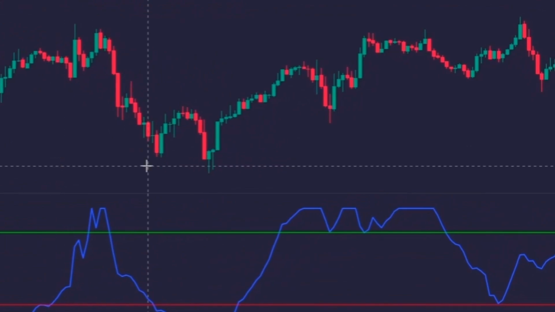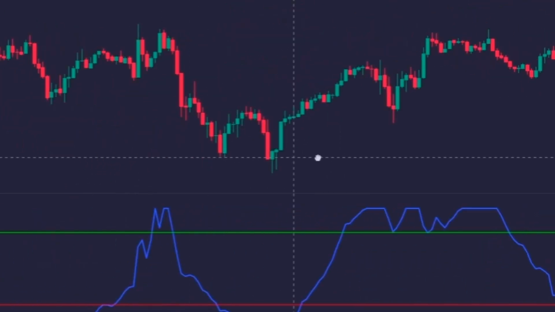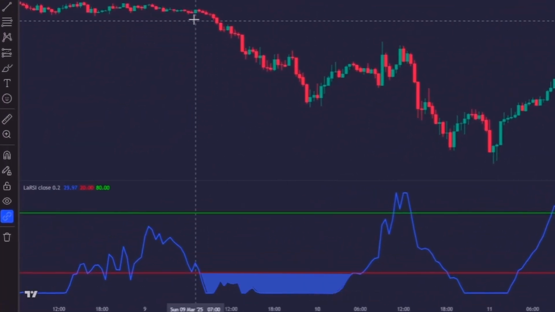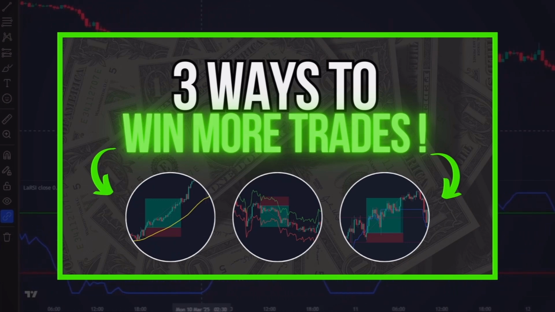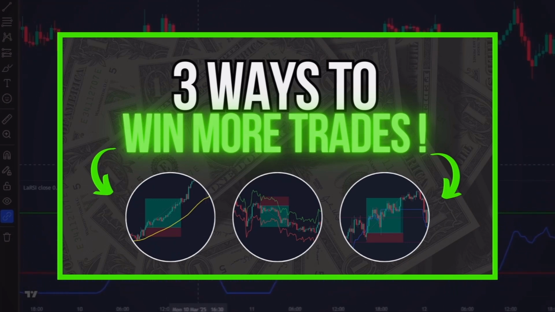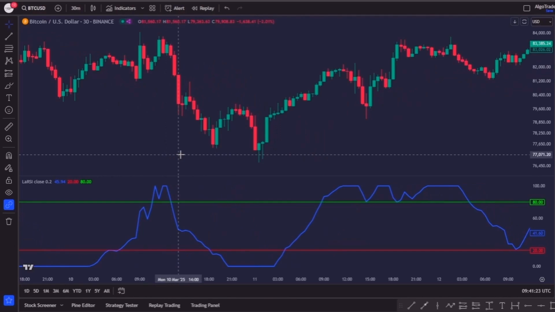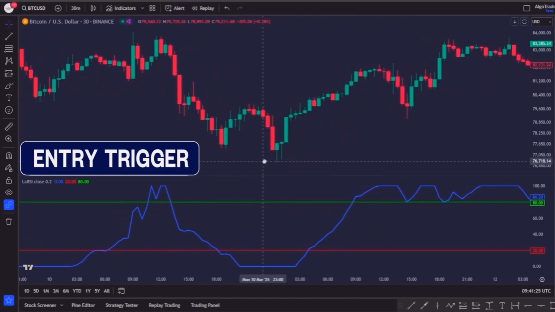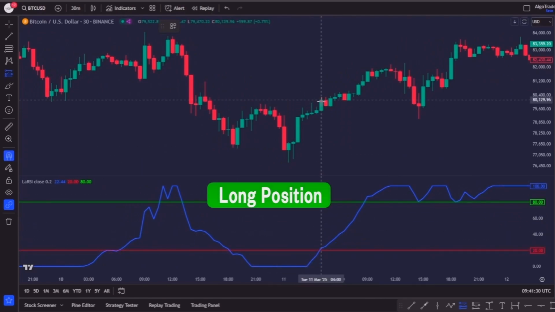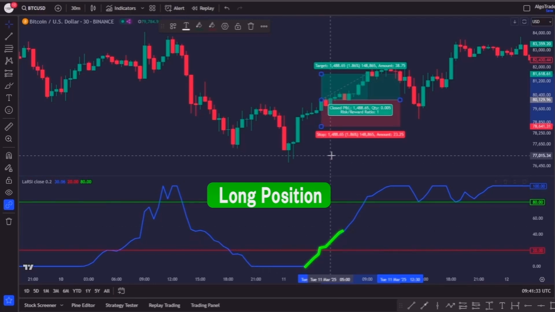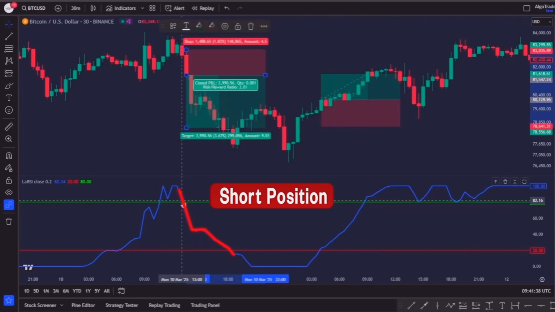Every time the Laguerre line is above the upper level, it means the market is in a strong uptrend, and when it is below the lower level, it means the market is in a strong downtrend. On the last video, I used this functionality to filter fake signals from another indicator, and it worked really well. But for today's analysis, I will use this indicator as the entry trigger. And so, according to its developer, we should consider long signals every time the Laguerre line crosses above the level 20 and short signals every time it crosses below the 80 level.